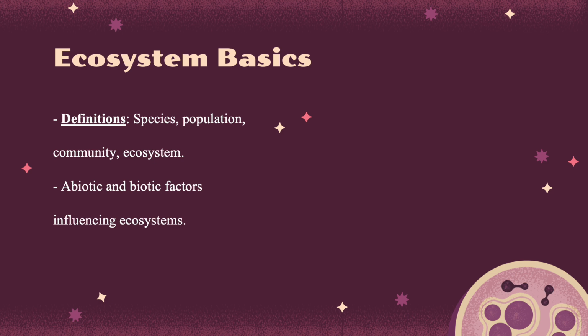An ecosystem is made up of living, biotic, and non-living, abiotic components. For example, in a coral reef, biotic components include fish, algae, and coral, while abiotic factors include water, sunlight, and temperature. Interactions between these components create a self-sustaining system.